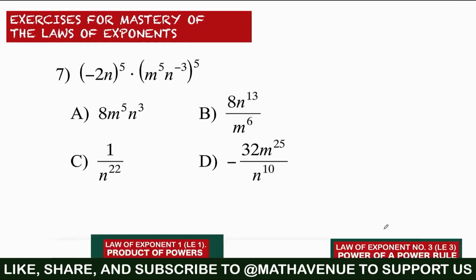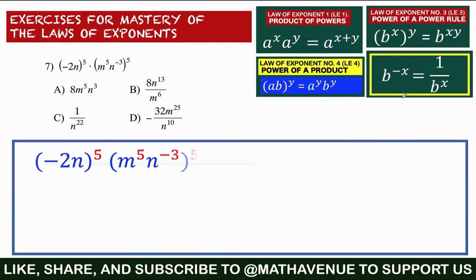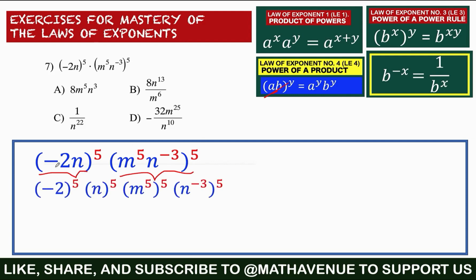Next problem. So in here, we are going to apply these 4 laws of exponents. Let's copy the problem first. So for this part here, you have a product raised to an exponent. That is law of exponent number 4. And in here also, this is a product raised to another exponent, which is also law of exponent number 4. Let's apply that law. So this becomes the first factor raised to the fifth, the second factor raised to the same exponent. The same here. This is the first factor raised to the fifth and the second factor raised to the fifth. You have n to the fifth and you have n raised to negative 3 to the fifth.